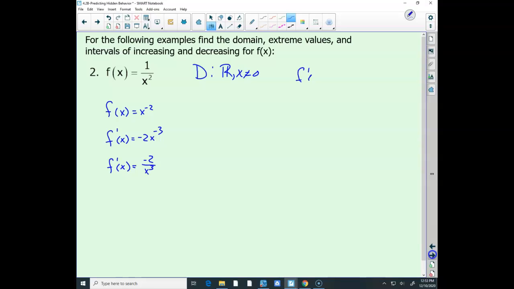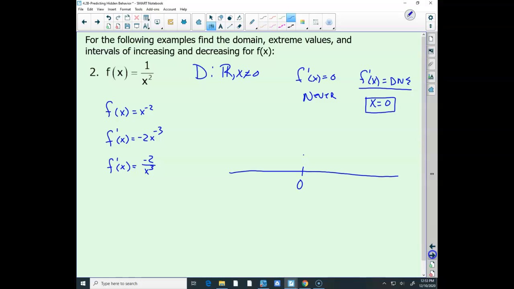When does f prime of x equal 0? Never. Why not? Because there's no way to get the numerator of that fraction equal to 0. When does f prime of x not exist? It does not exist at x equals 0. So I have a critical value. So I'm going to take my derivative line, and I know here at 0, my derivative does not exist. Here's infinity, -∞. This is my f prime of x line.